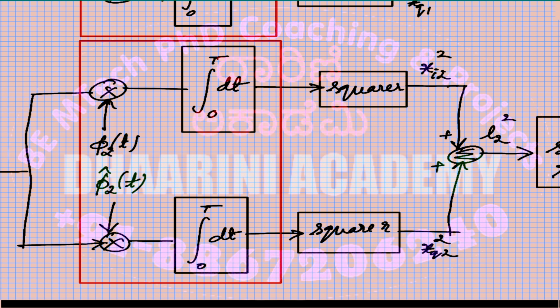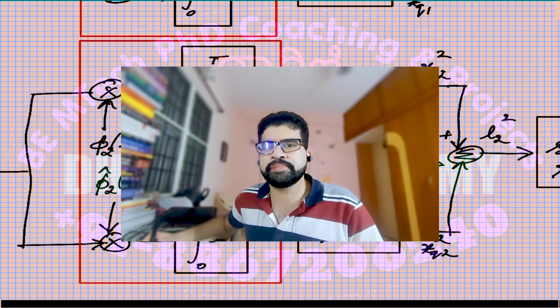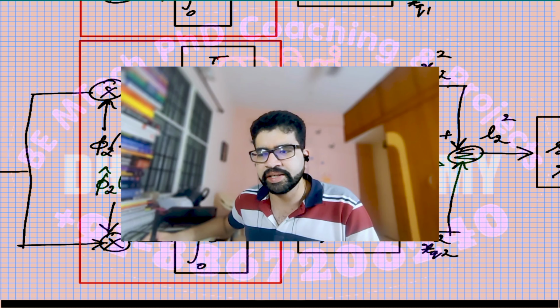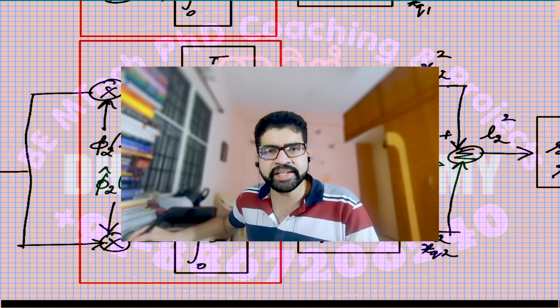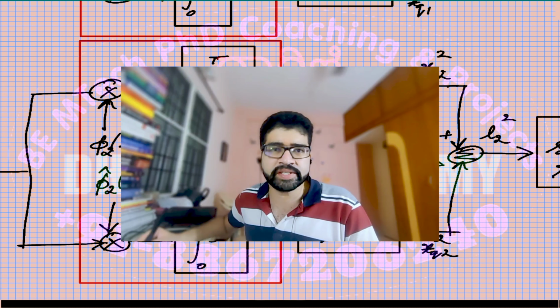All right, and we use these circuits, either a matched filter or the cross correlator, to detect the FSK. All right, so we will be looking at the FSK modulator in the next class.